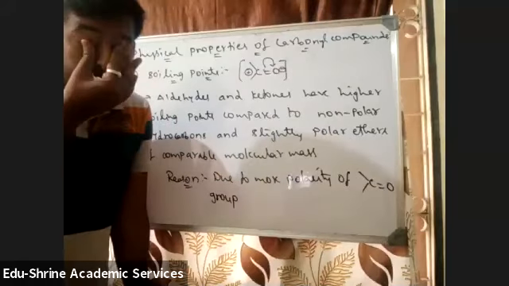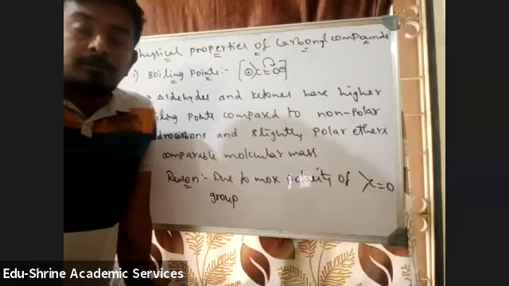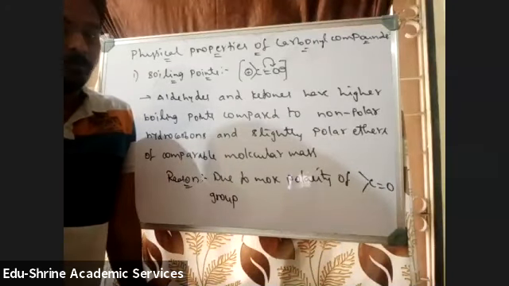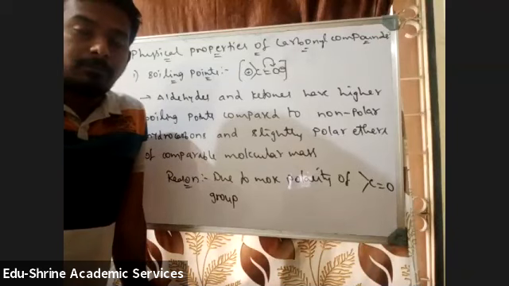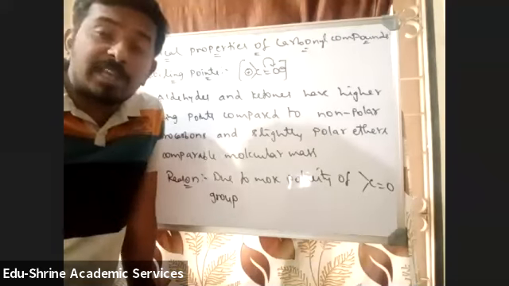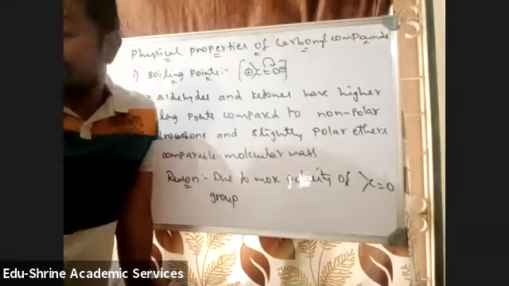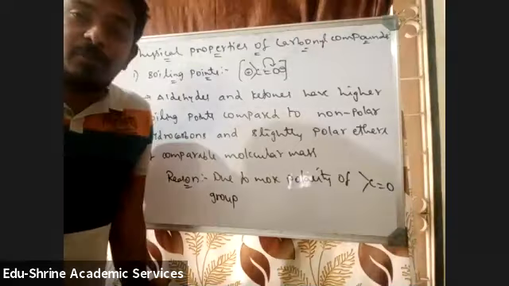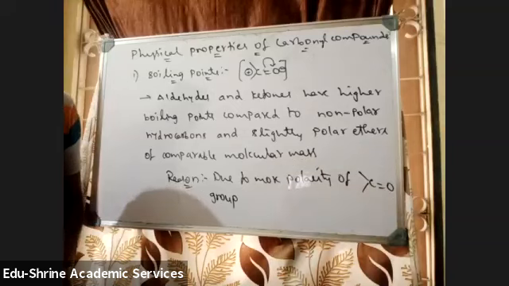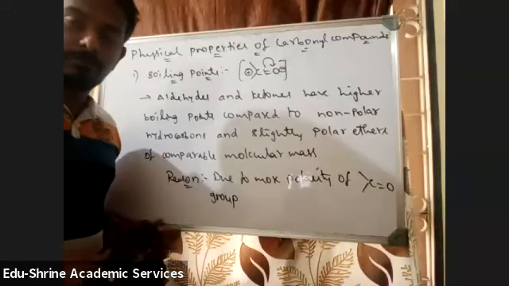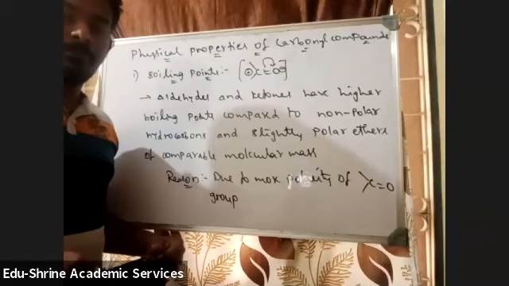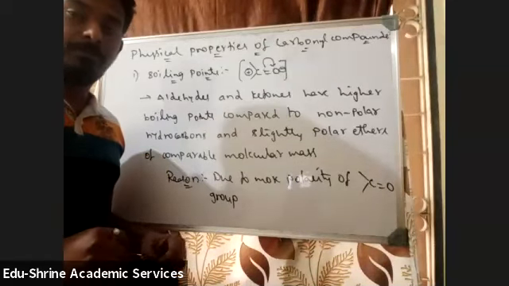Aldehydes have more dipole moment. Yes, very good. Ketones have higher dipole moment when compared to aldehydes. Why will ketones have higher dipole moment? See here. First write out till here, I'll explain. Complete writing.